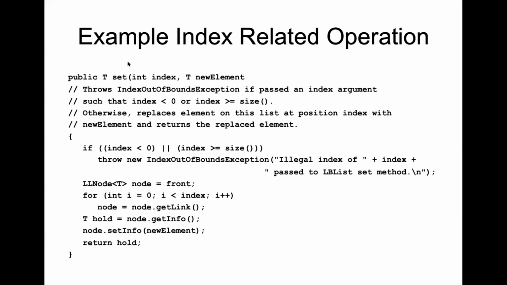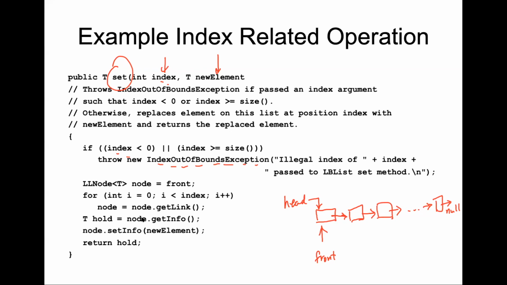This is the set method that takes in the index and the new element to be set at this particular index. First, we check to see if the index is out of bound. If it is, it throws the index out of bound exception. Secondly, let's move on with our linked list operation. Initially, let's create a reference called node, which is equal to the front. So we have this node pointing to the front, which points to the very first element of the list.